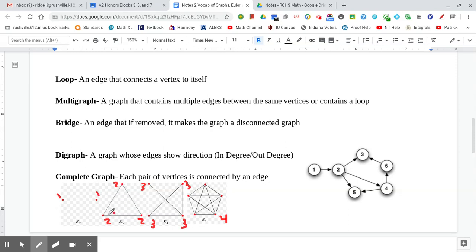In a K3 graph, we have two edges at each vertex, so each of the vertices has degree 2. In a K4, each vertex has degree 3. In a K5, each vertex has degree 4. You've probably made the connection now that in a K10 graph, each vertex would have a degree of 9.